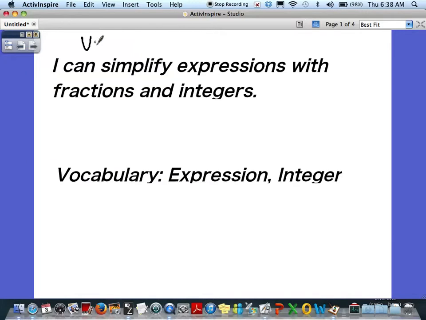So this is video A for 7th grade 1-6, or Unit 1, Lesson 6. And your I can statement is: I can simplify expressions with fractions and integers.